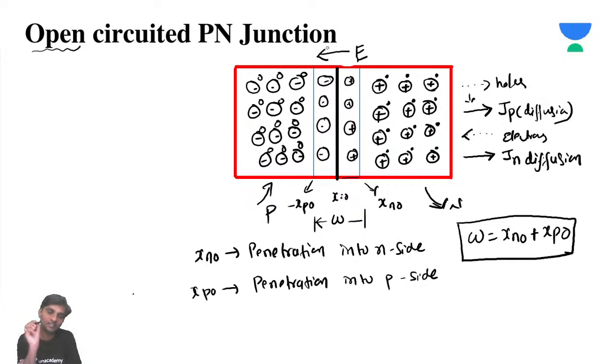When the electric field is in this direction, the minority charge carriers in the P region, what are they? Electrons. These will be attracted by this positive charge.